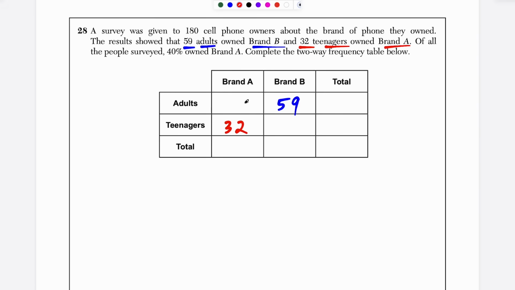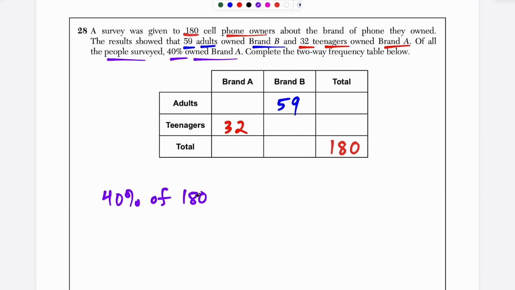And then what we have is the survey was given to 180 cell phone owners. So in the total column here is going to be 180 cell phone owners in total. That's adults, teenagers, all the people that own brand A, brand B. So now the next piece of information, which might be a little bit tricky to use: of all the people surveyed, 40% owned brand A. Out of all the people surveyed, that's 180, 40% own brand A. So we're finding 40% of 180.